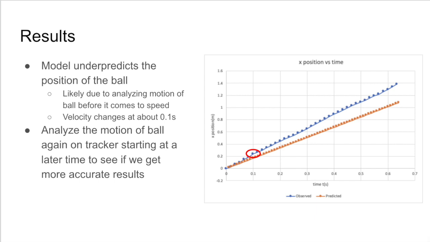Here is a comparison of my initial analysis with the model using the velocity calculated from that respective data. You can see the model underpredicts the motion of the ball. I think this is due to me starting the position analysis too early while the ball was still accelerating, before it got to its constant velocity. I think this has something to do with the highlighted change in velocity around 0.1 seconds.